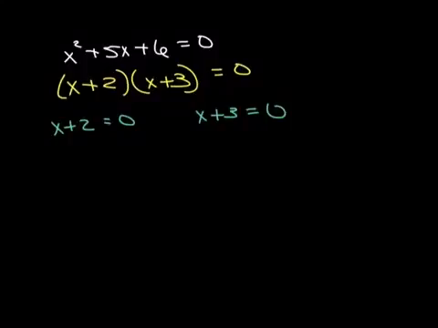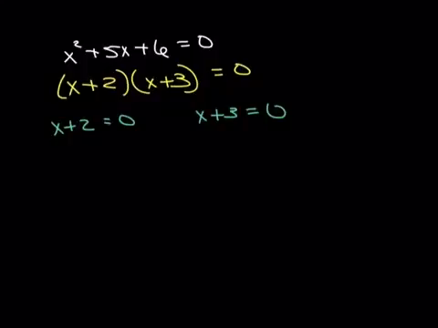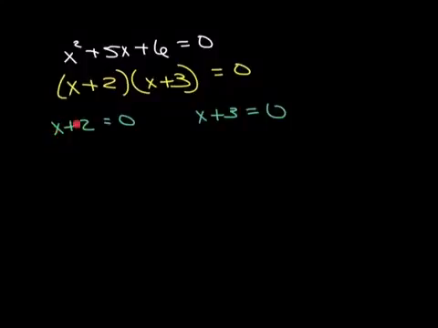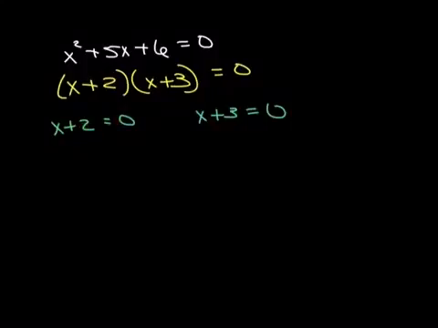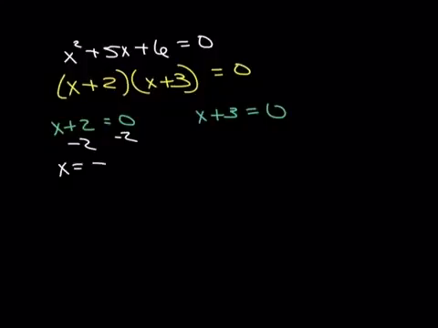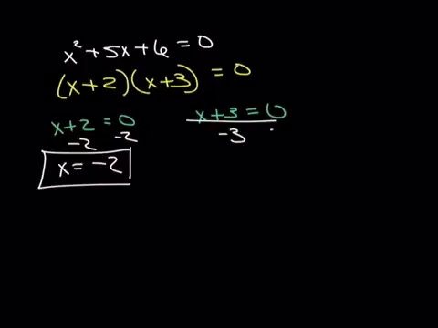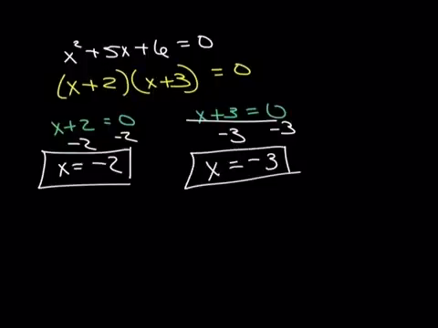So the question is, what number does x have to be so that when I add 2 to it, I get 0? Well, let's figure x out. If I subtract 2 here and subtract 2 here, x equals negative 2. So let's box that in. Let's do the same thing over here. Subtract 3, subtract 3. X equals negative 3. All right, so actually I end up with two answers here.